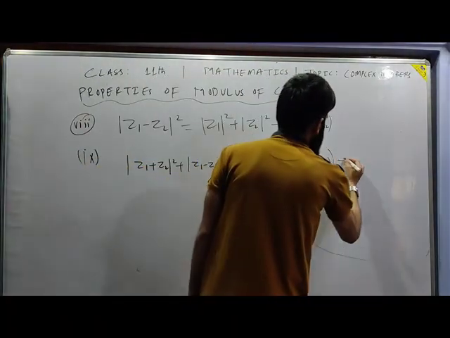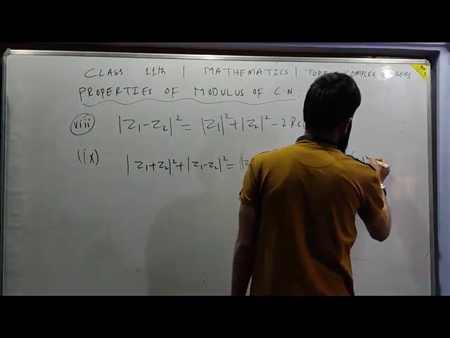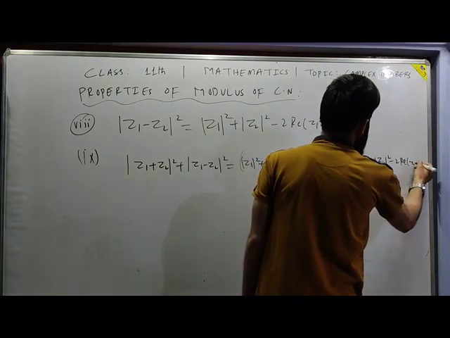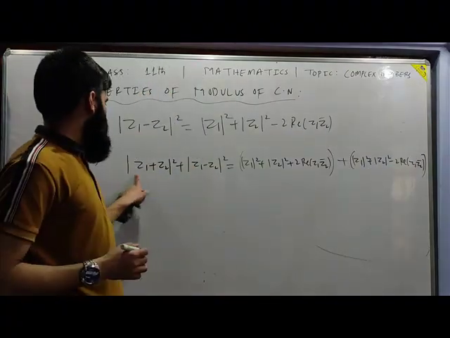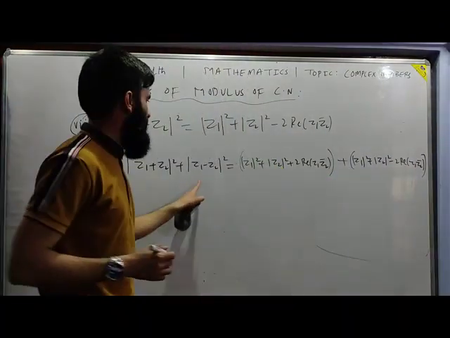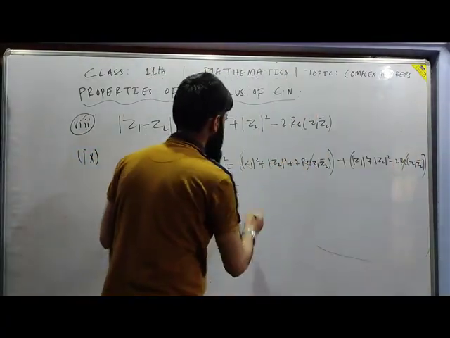Okay, plus mod of z1 square plus mod of z2 square minus twice the real part of z1 dot z2 conjugate. This expression is for the first one, and this expression is correspondingly for the second one. What you will get here is plus here and minus over there. So what will you get?